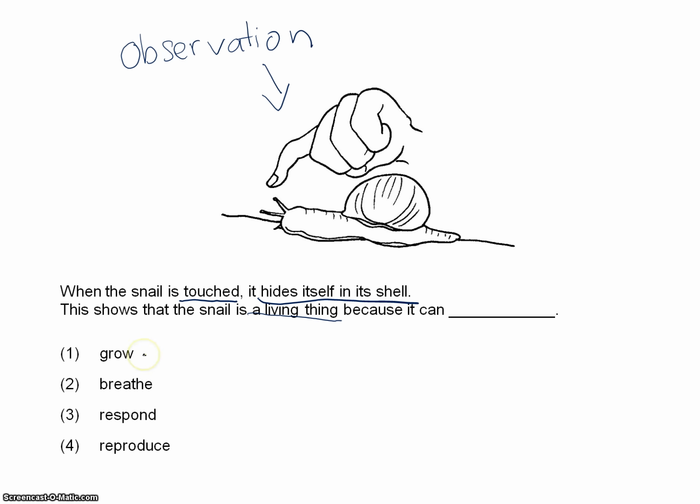Now, you remember we mentioned about living things can grow, living things can breathe, living things can respond to changes, and living things can reproduce. Now, all these four choices are talking about characteristics of living things. So, which one is wrong? Now, remember we are looking at this particular picture itself. And since when the snail is touched and it hides itself in its shell, so what is it doing? Do you see it growing? Did the snail grow any bigger? No. So number one is out.